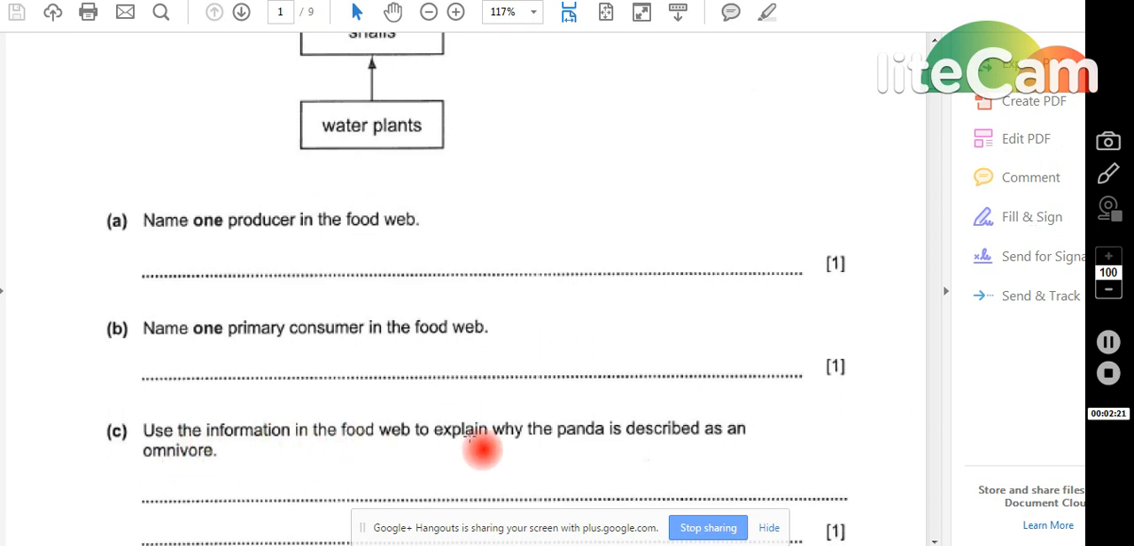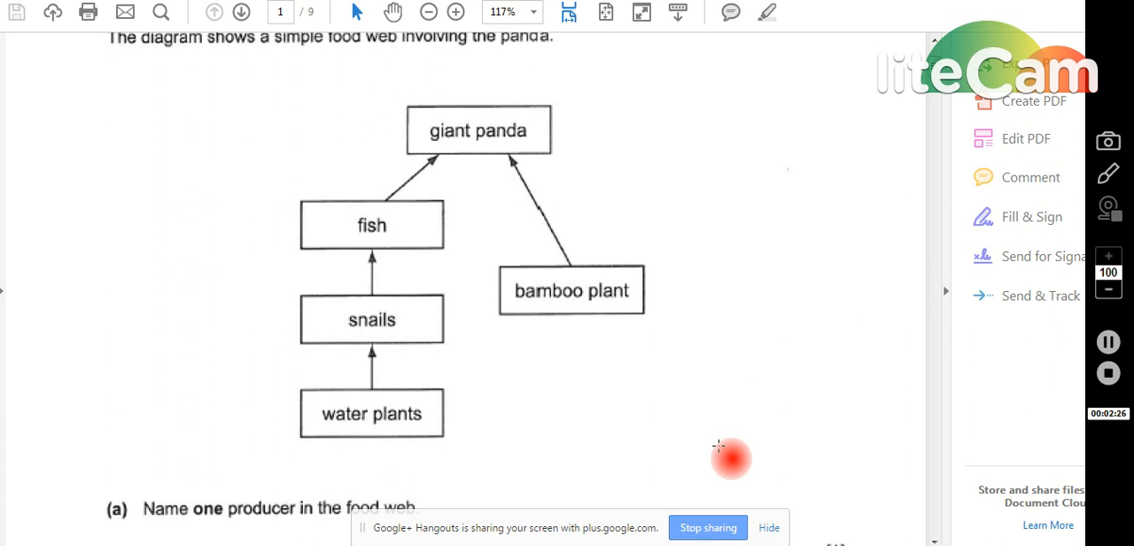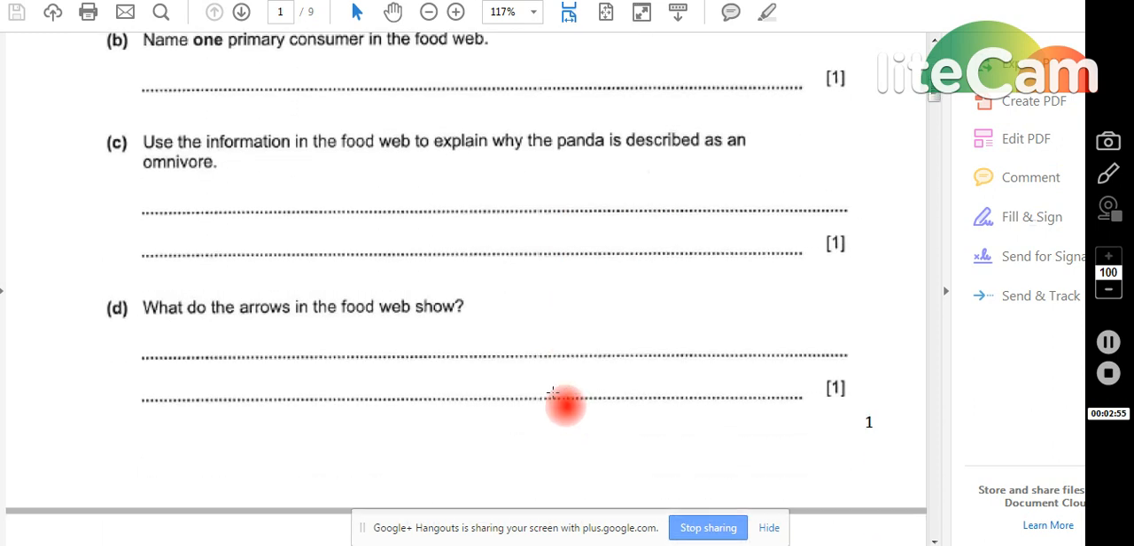Use the information in the food web to explain why the panda is described as an omnivore. So, the giant panda, we can see that it's an omnivore because omnivores are organisms that eat both plants and meat. In this case, the giant panda eats the bamboo plant, which is a plant, and then the fish, which is the meat. So it's an omnivore. Well done, very good.